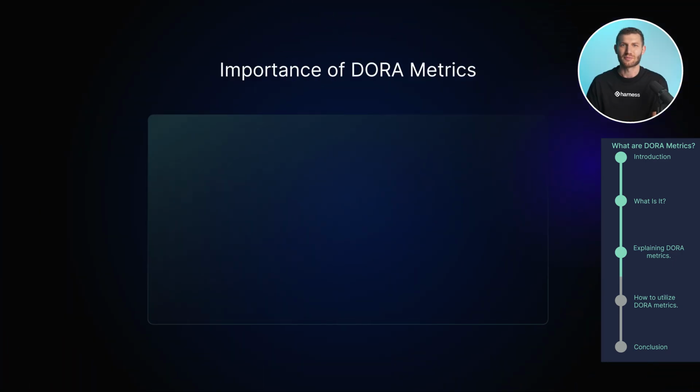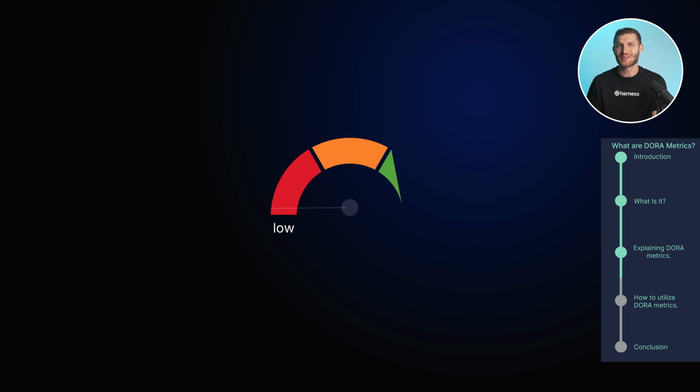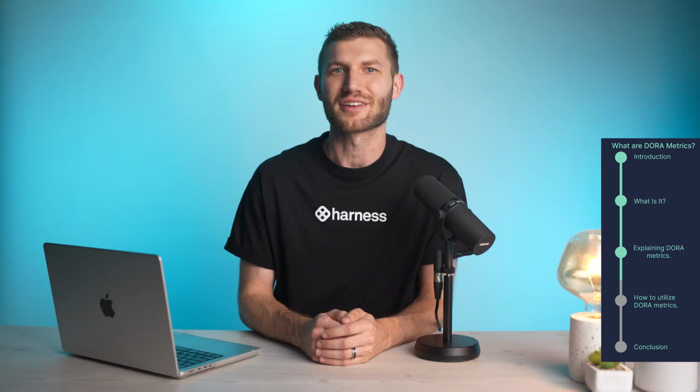Why are DORA metrics important? Performance measurement. DORA metrics provide a standardized and objective way to assess the efficiency, reliability, and responsiveness of software delivery pipelines. By tracking these metrics, teams can identify strengths, weaknesses, and areas for optimization.